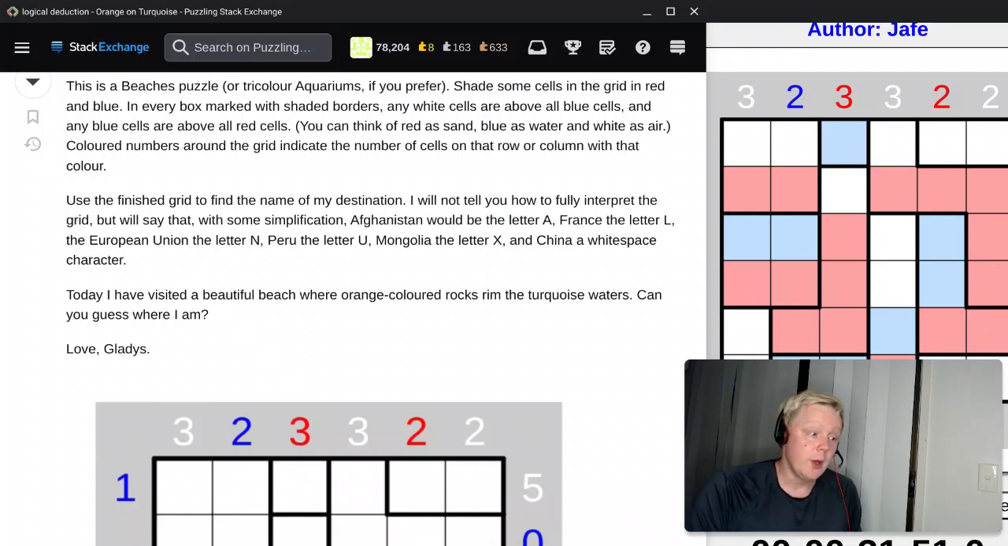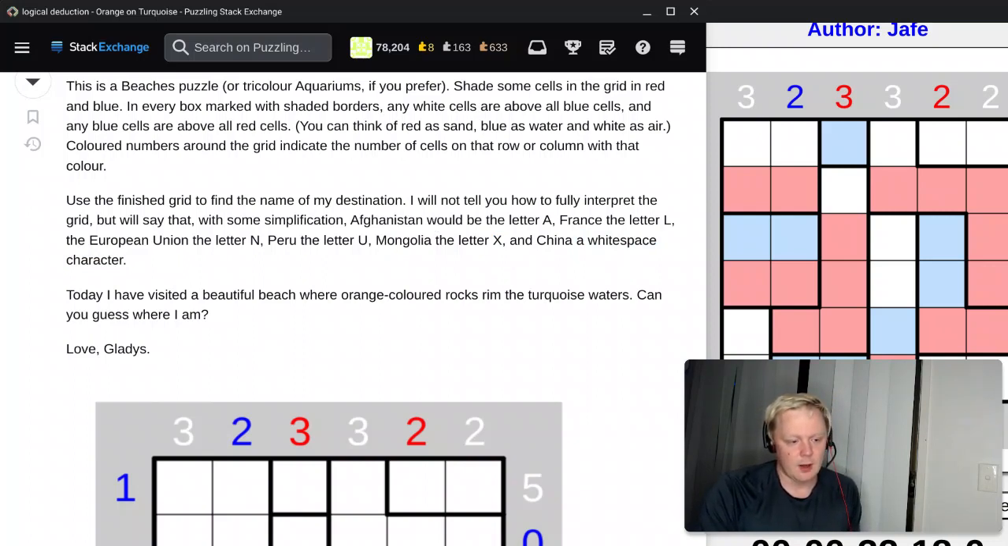To interpret this, with some simplification, Afghanistan would be the letter A, France would be the letter L, the European Union the letter N, and so forth. So we have countries, and this is multiple countries here, and they are associated with letters. And these are in alphabetical order: A, L, N, U, X. And then presumably at the end there's some kind of white space character.